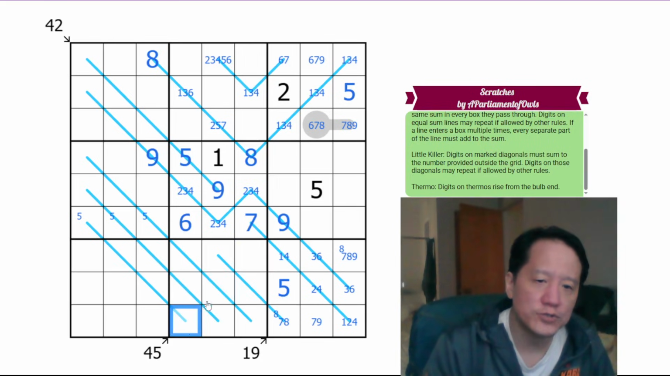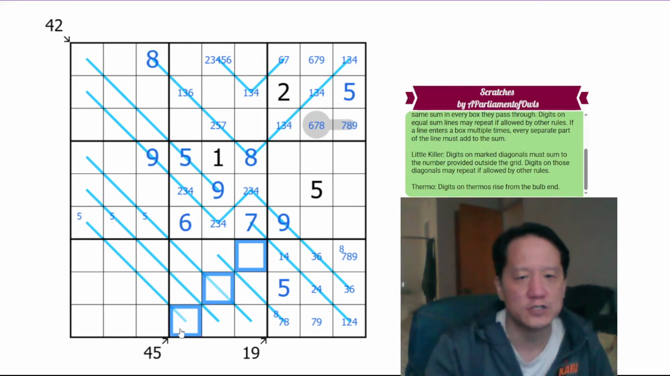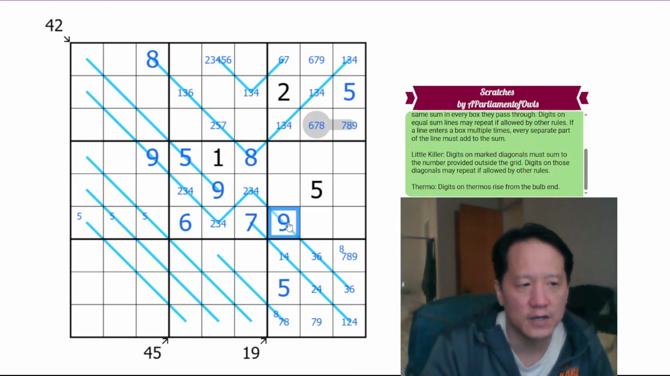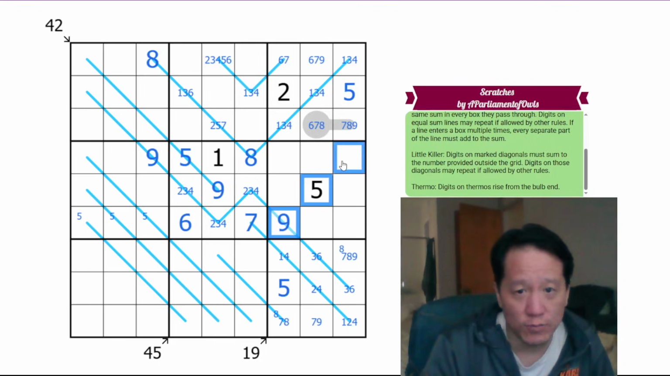Okay. So since this adds up to 45, what is the maximum this can be with 5 and 9 here? I think it has to be 45. 24 is 789, the max for 3 unique digits, but this is only 5 and 9. Oh, that's not true. Okay. So we have 24 here, which means this must be at least 21. Okay, well, there we go. So this is at least 21.